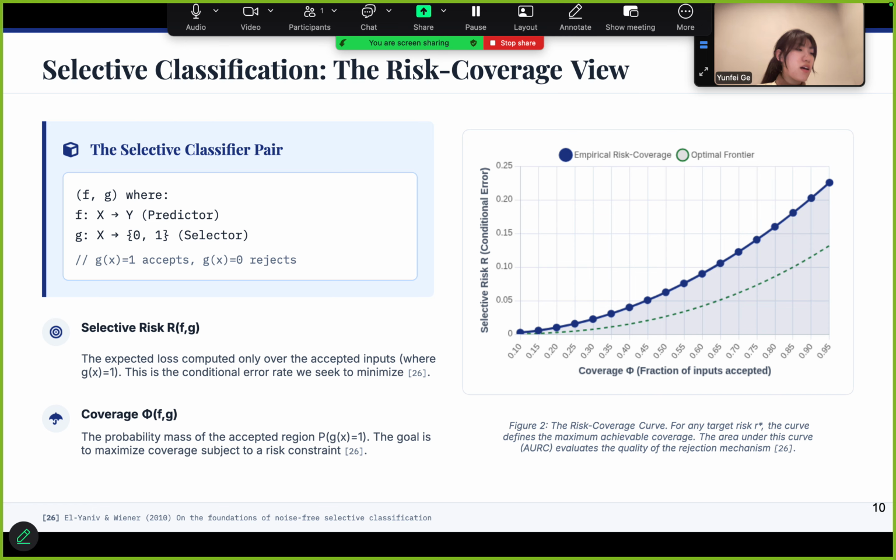Yaniv and Wiener proved PAC-style guarantees. Given a confidence parameter, you can compute a certified coverage risk curve. That is what makes this framework deployable rather than just theoretically nice.